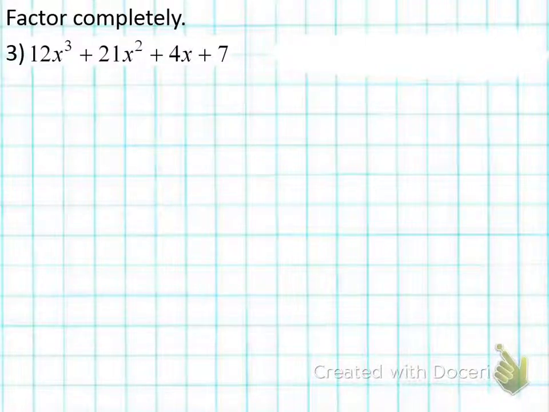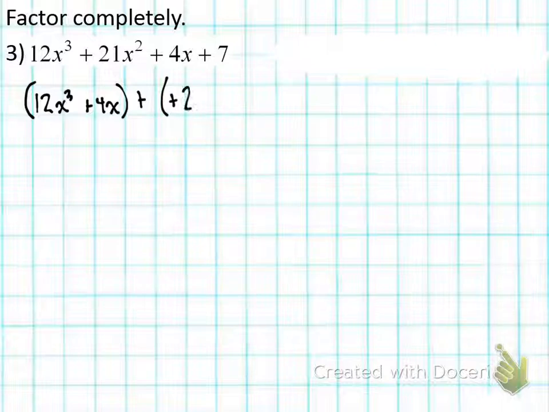Okay, so 12 and 4. So we're going to rewrite this: 12x cubed. We're doing this one together, by the way. 12x cubed plus 4x. If you go ahead, that's fine. Just make sure you have the same ones. And then the next one, we're going to add positive 21x squared plus 7.